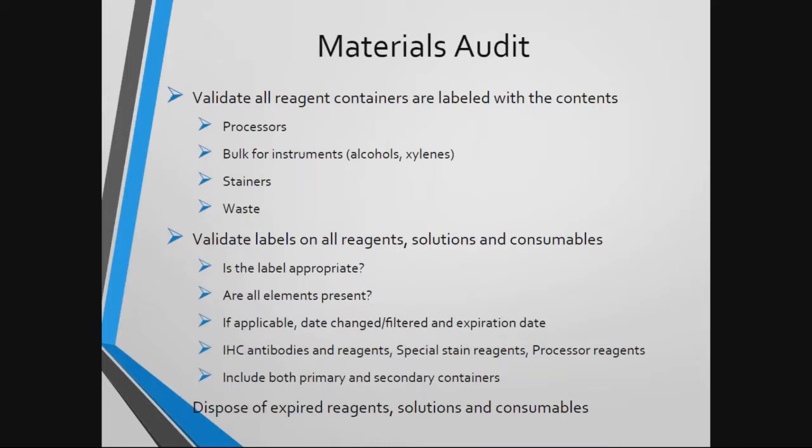It is also helpful to do a general review of all instruments, including the stainers and the processors, to make sure all reagent containers are appropriately labeled with the contents. Assess all processor retorts, stainer stations, waste carboys, and any bulk liquids like alcohols and xylenes. There should be no container filled with any sort of contents that is unlabeled. When checking your materials, make sure that the label is appropriate and contains all required elements. You should have a date changed, filtered, and expiration date where appropriate on all reagents.